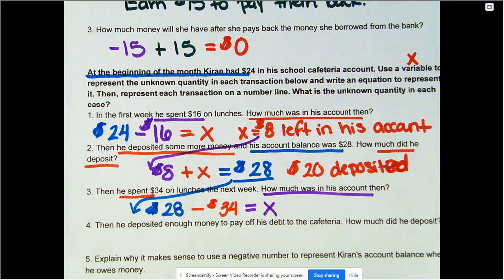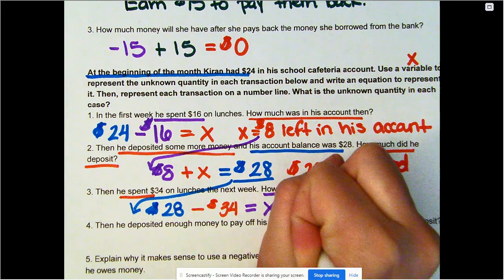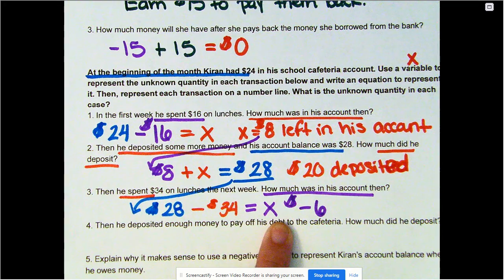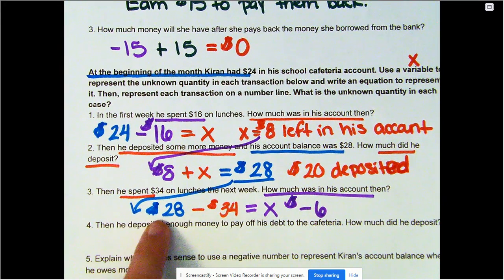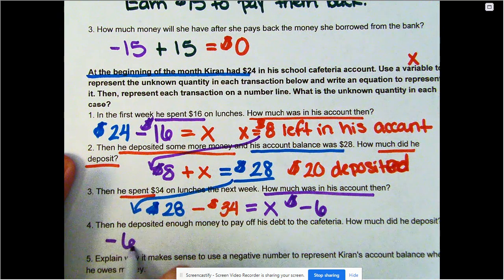First of all, does he have enough money in that account to be spending $34? No. So there's going to be a negative balance in here, and I was right. His negative balance is $6. He owes that cafeteria $6 because he did not have enough to spend 34 if he only had 28. So his account is at negative $6. He starts off problem number 4 at negative $6 in his account.